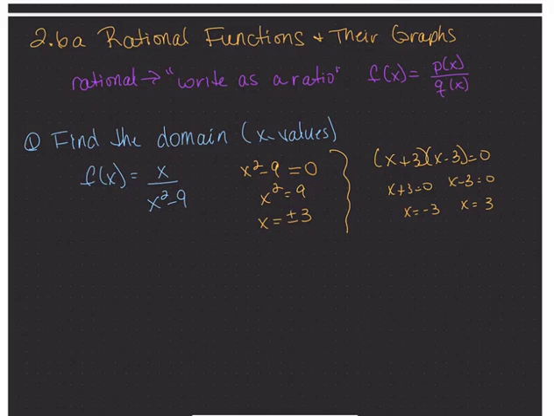So now when it comes to our domain, we know that that +3 and that -3 is what's going to make our denominator 0. So we can't have those in our domain, right? So we know that for our domain, x cannot equal -3 and 3. We like to actually write this in a form called interval notation. And we've done this one before.